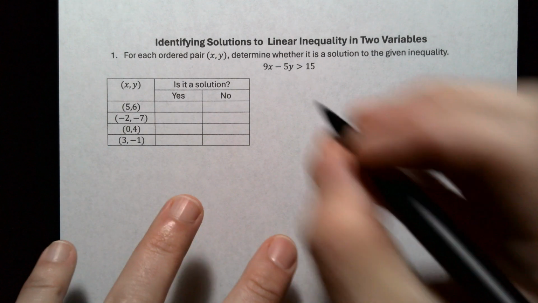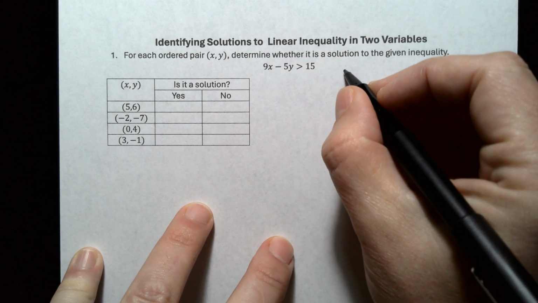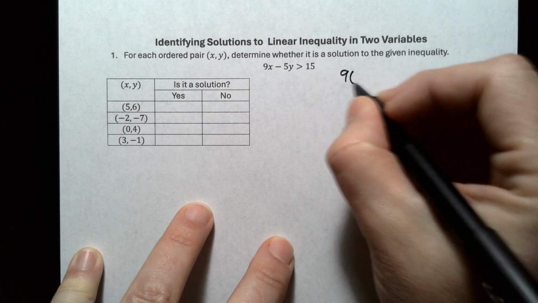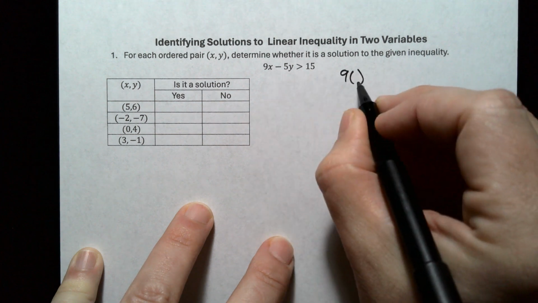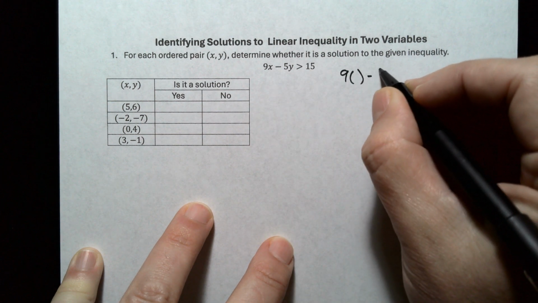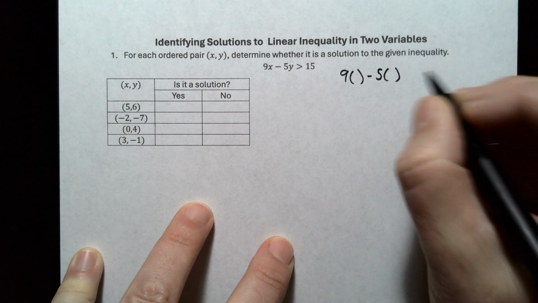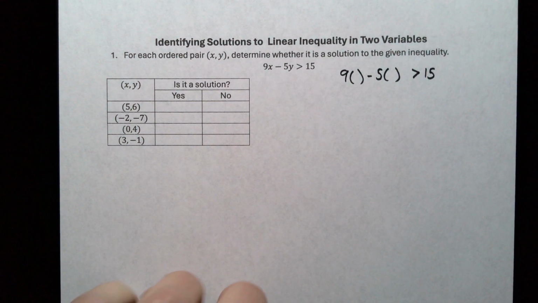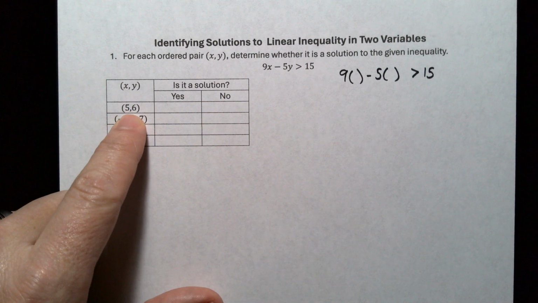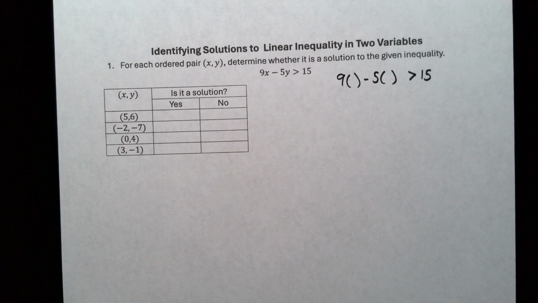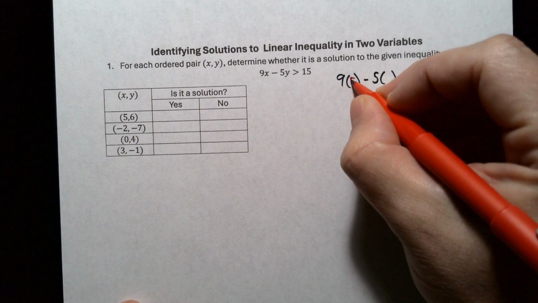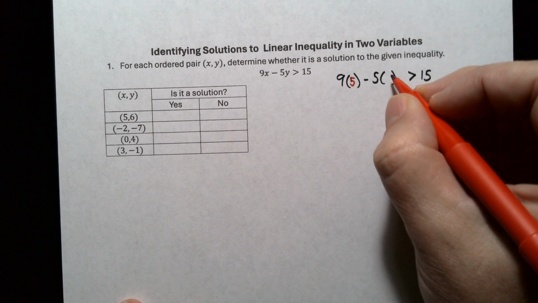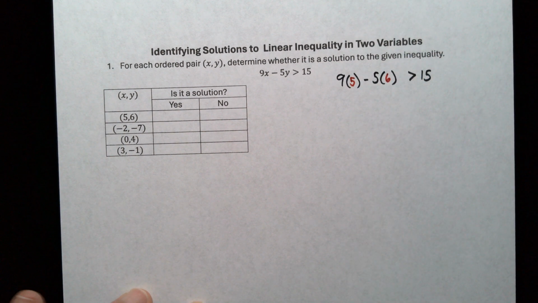So what we're going to do is take this inequality, 9, and instead of the x, I'm going to write a parentheses, minus 5, and instead of the y, I'm going to write a parentheses, is greater than 15. Now, inside those parentheses, I'm going to put the first possible solution that we have here, which is 5 for x, so I'll put the 5 there in place of the x, and the 6 in place of the y.